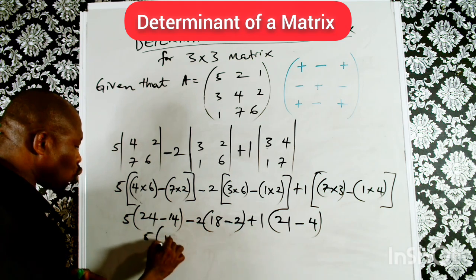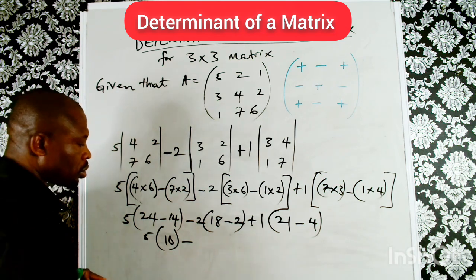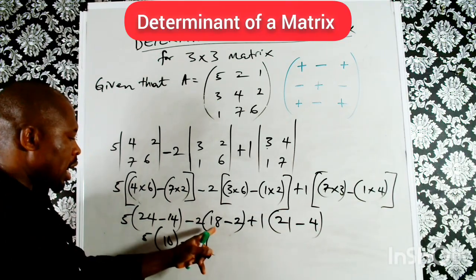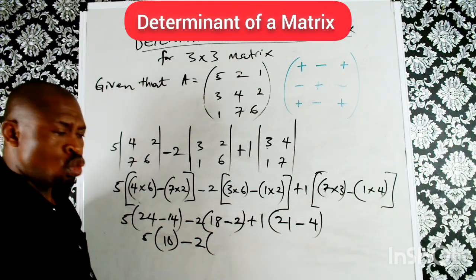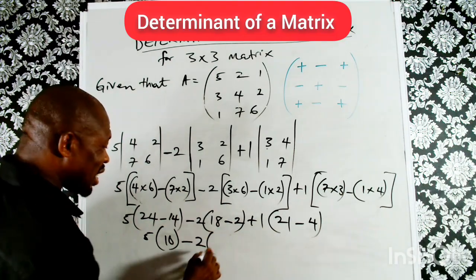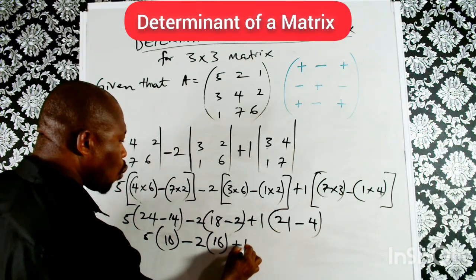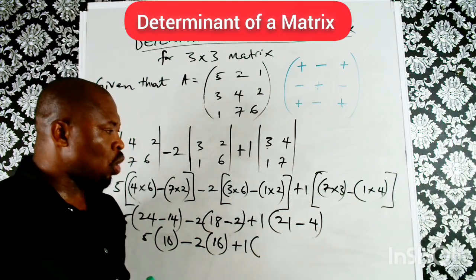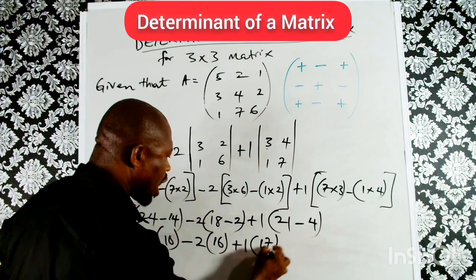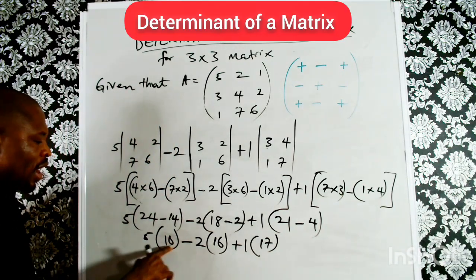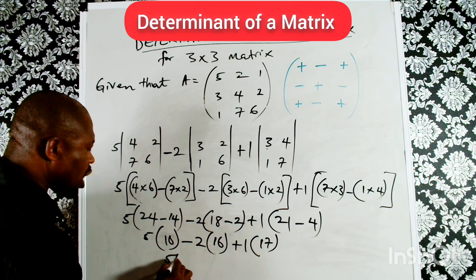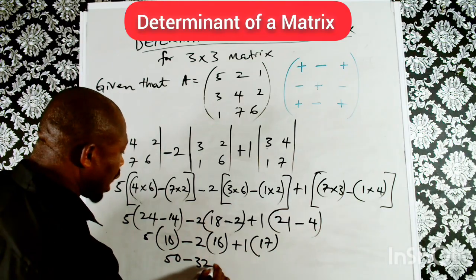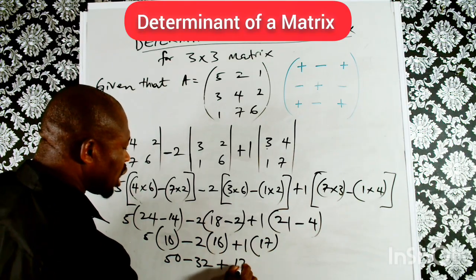5 into 10 minus 2 into, deal with the values in the bracket, 18 minus 2. Of course, 18 minus 2 is 16. Plus 1 into 21 minus 4 will give us 17. So we now have it. Everything will now give us 5 times 10, which is 50, minus 2 times 16, which is 32, plus 1 times 17, which is 17.